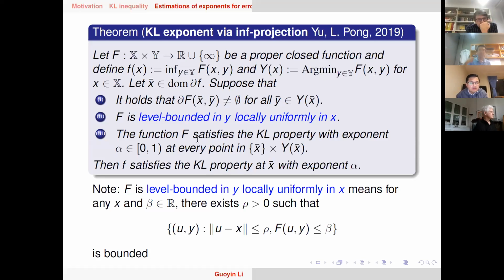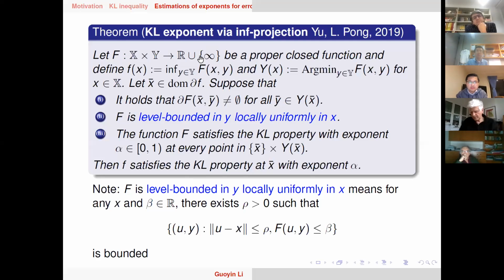And if your bivariate function, the lifted function, has the KL exponent alpha at every point in x bar cross the solution set at the appropriate point x bar, then this inf projection f satisfies the KL exponent with the same exponent alpha. Okay, so what we do is basically we just use the variational formula for the subdifferential of this inf projection, so that you can estimate the distance from 0 to the subdifferential of x in terms of the bivariate function, and you just proceed. Okay, so it's a consequence of the variational formula of the subdifferential of the inf projection.